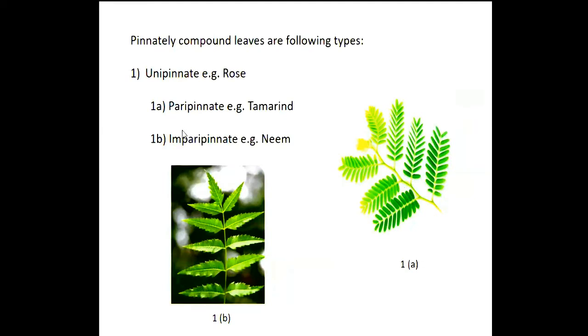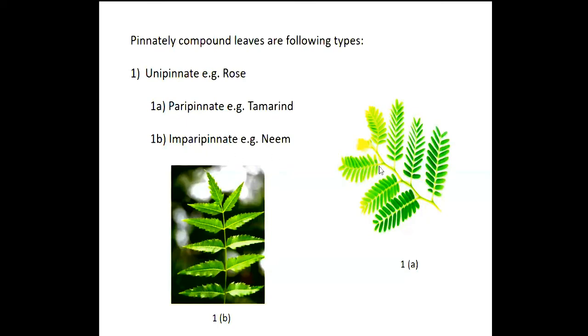In case of unipinnate, we will get 2 types: paripinnate compound leaf and imparipinnate compound leaf. Remember, we discussed the terminal leaflet. When the terminal leaflet is present in a unipinnate compound leaf, we call it an imparipinnate compound leaf.